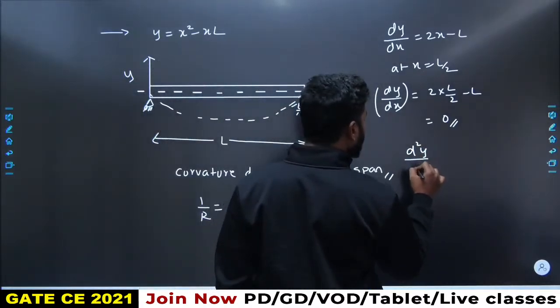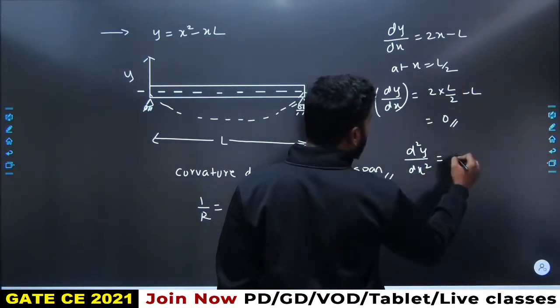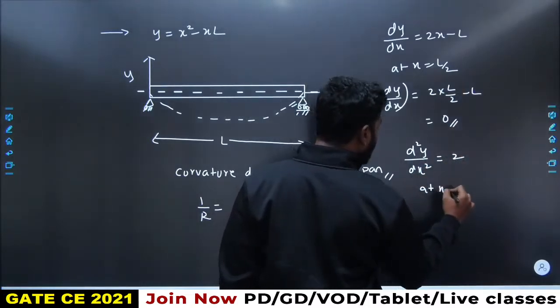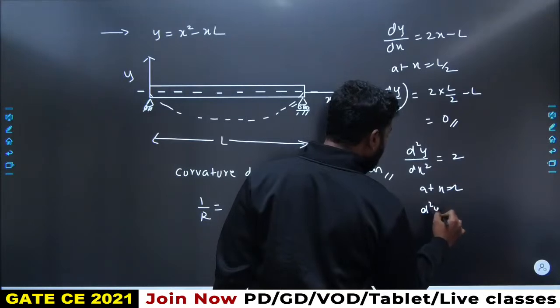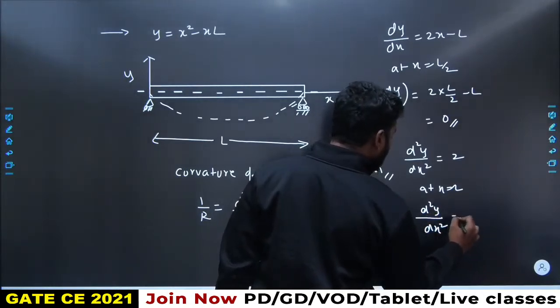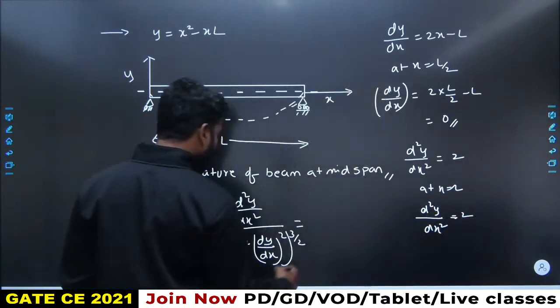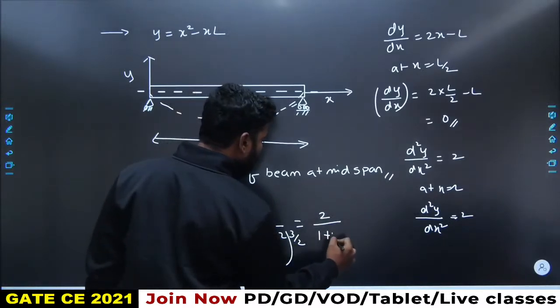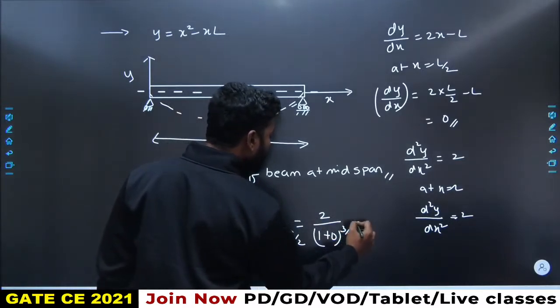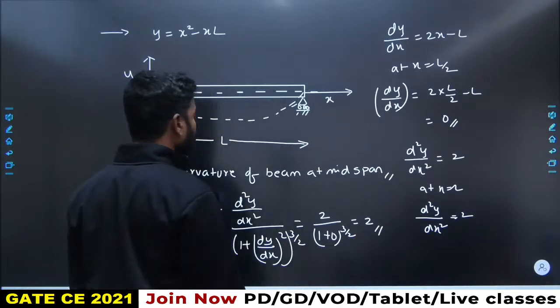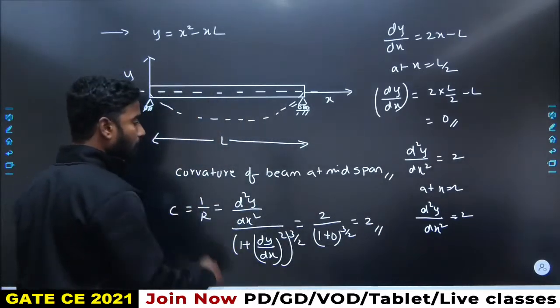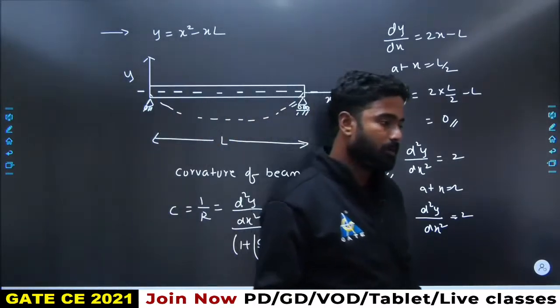What is d square y by dx square? It is 2. At x equal to L by 2 also, d square y upon dx square is equal to 2. So if you directly substitute, this is 2 upon 1 plus 0 whole to the power of 3 by 2. So the answer is 2. Curvature is equal to 1 by r, that is equal to 2. Very basic answer.